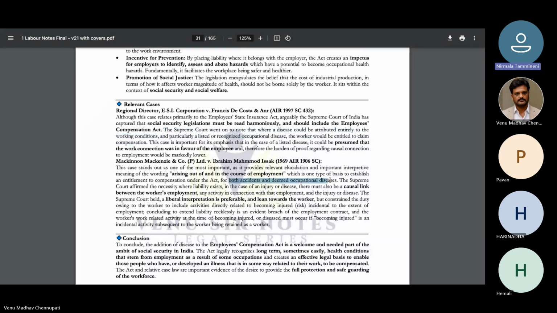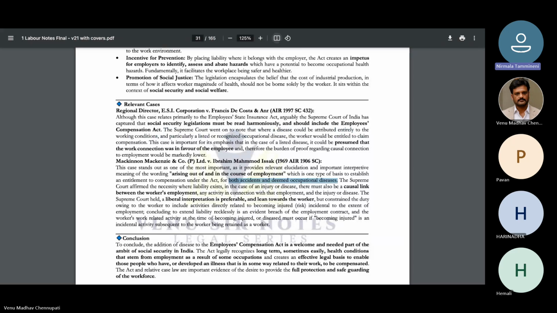The Supreme Court affirmed the necessity where liability exists in case of an injury or disease, there must be a causal link between workers' employment, any activity in connection with that employment, and the injury or disease. The Supreme Court held a liberal interpretation is preferable and leans towards the worker, but constrained the duty owing to the worker to include activities directly related to becoming injured, incidental to the extent of employment. That means the worker has the duty to prove that it is from the employment.